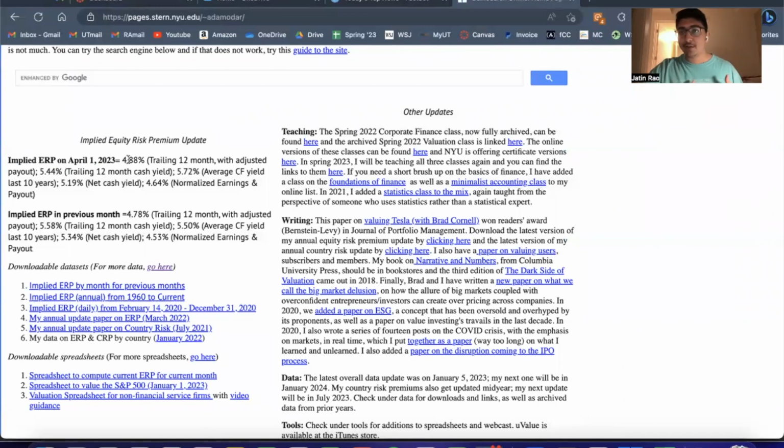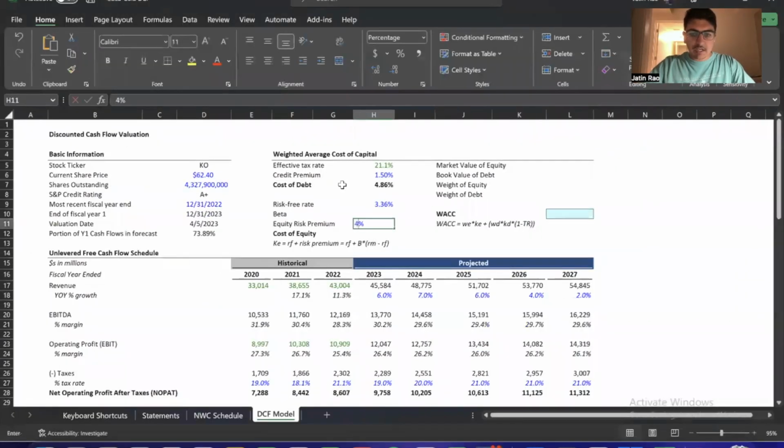Equity risk premium is another term for it. So he says that it's 4.88%, which means that if you were investing in the market, your expected return is the risk-free rate plus the equity risk premium. But we are not investing in the market. We're investing in Coca-Cola, and we need to find out how sensitive Coca-Cola is to the market. So the way that we do this is we have to calculate its beta.